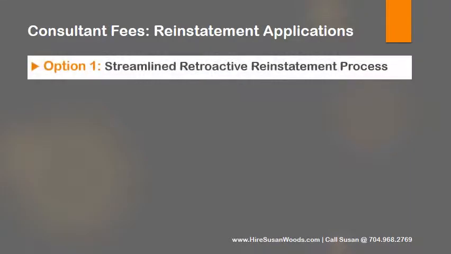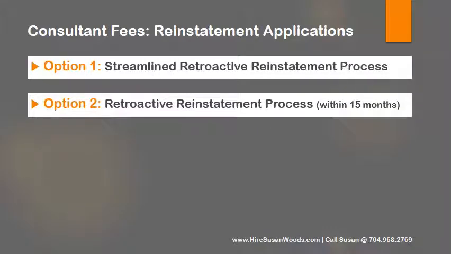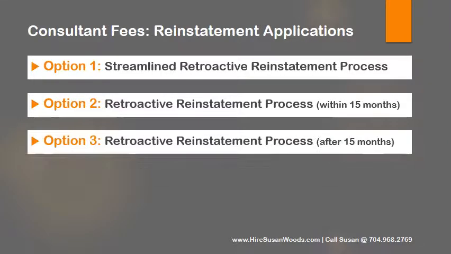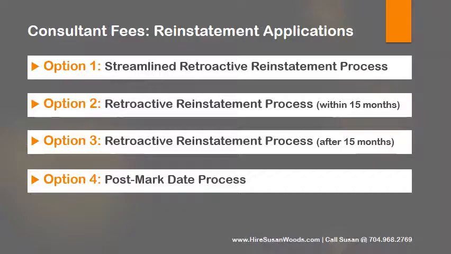Remember, option 1 is the Streamlined Retroactive Reinstatement Process. Option 2 is the Retroactive Reinstatement Process within 15 months. Option 3 is the Retroactive Reinstatement Process after 15 months. Number 4 is the Postmark Date Process. In order for me to complete the first option for you, it's a $1,000 fee, and that includes all of the documentation that's required in the application packet.